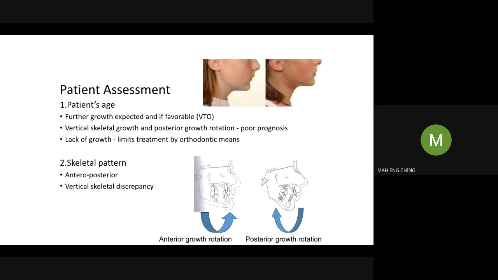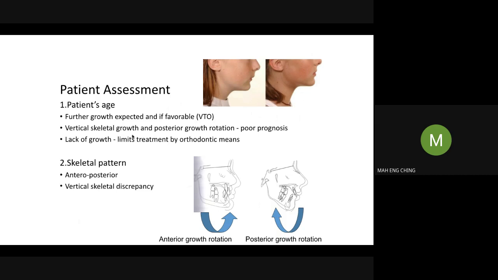VTO is called visual treatment objective. What you're trying to do is ask the patient to posture the lower jaw forward. If they maintain this lower jaw forward position and become a better class 1 feature, then it's considered a favorable VTO. That's what we're trying to achieve. This is usually what we do with functional braces or appliances.